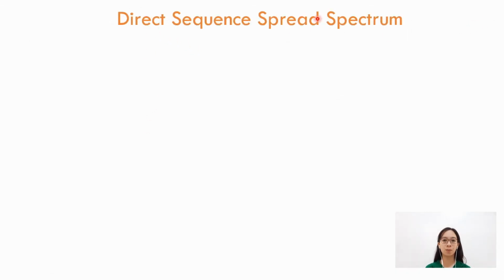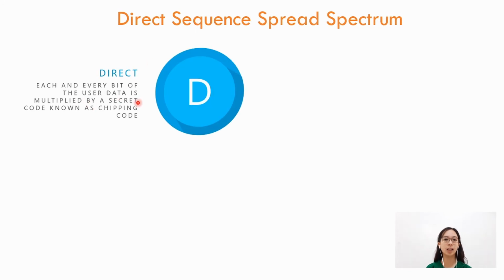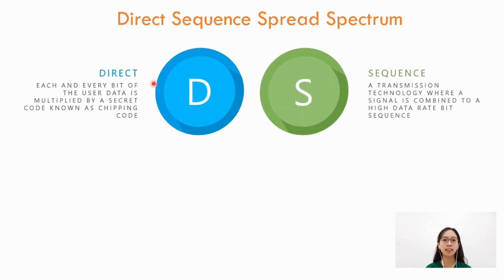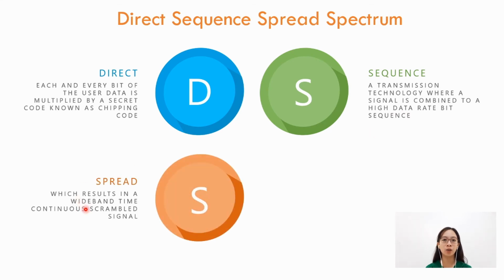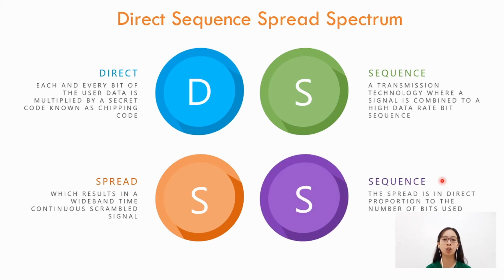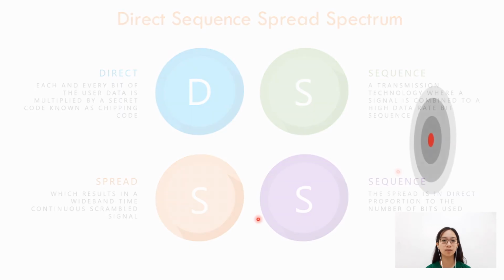Direct sequence spread spectrum. Using DSSS, each and every bit of the user data is multiplied by a secret code, called the chipping code. This is a transmission technology where a data signal at the sending station is combined with a high data rate bit sequence, which divides user data based on a spreading ratio, which results in a wideband time continuous scrambled signal. The spread is in direct proportion to the number of bits used.